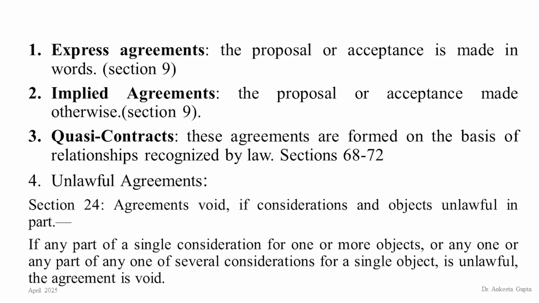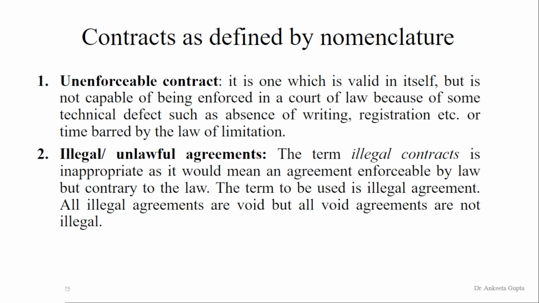Unlawful agreements. Section 24 mentions unlawful agreements, that an agreement is void if it has unlawful consideration or an unlawful object, which means I want to start a brothel. That's an unlawful agreement. That's not allowed. So it will be a void agreement as defined by nomenclature. So unenforceable contract, a contract which cannot be enforced by the court of law.